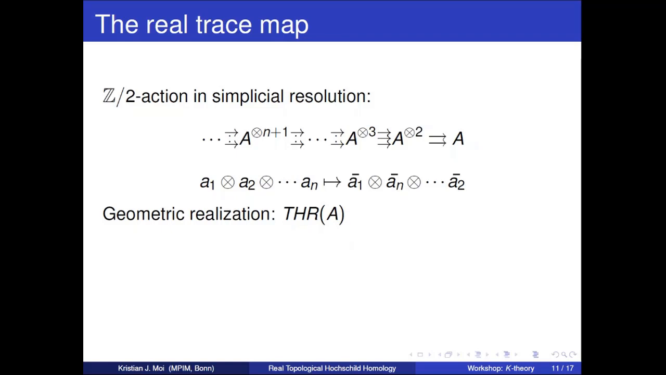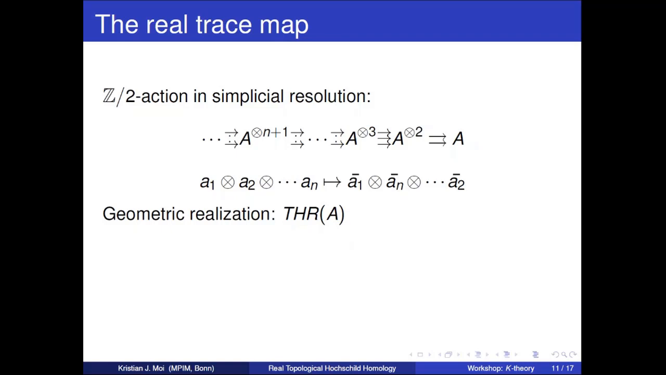This is not due to us, this is old. I mean, this goes back to, I'm sure, at least Loday, or Connes, the people who defined Hochschild homology and cyclic homology. This has been used before and so on. What's new for us is the fact that we use it in the context of genuine Z/2-equivariant homotopy theory. So I'm not claiming any originality for that, just the way that we implement this in that particular context. Okay. And the geometric realization is THR of A, which is real THH.